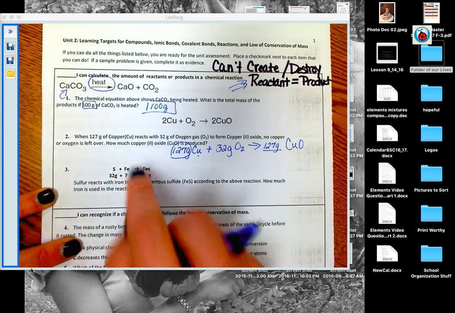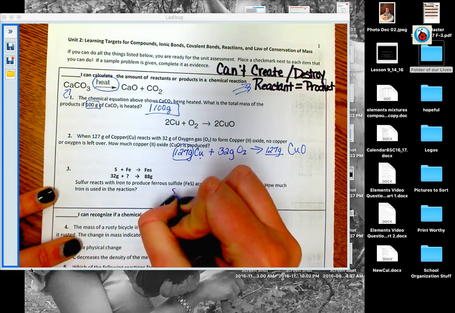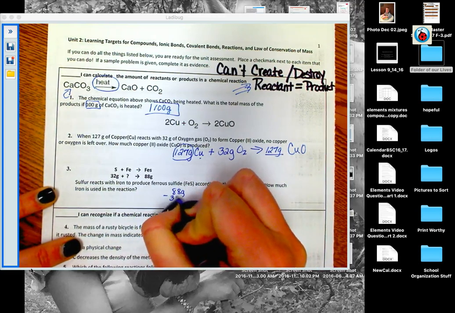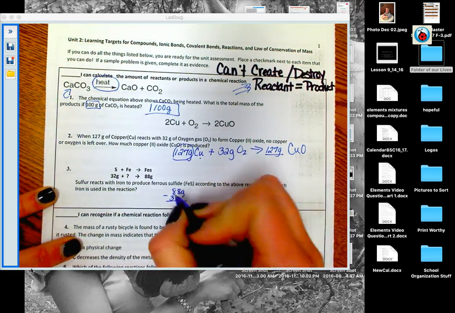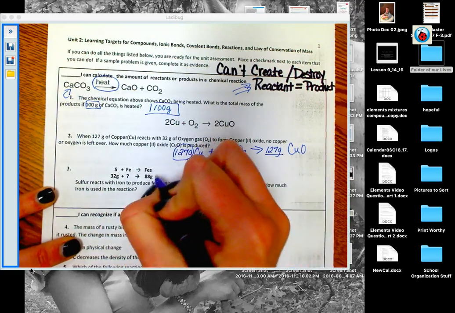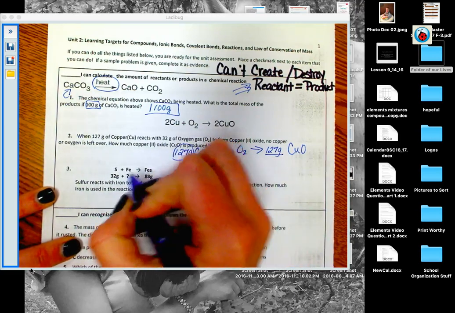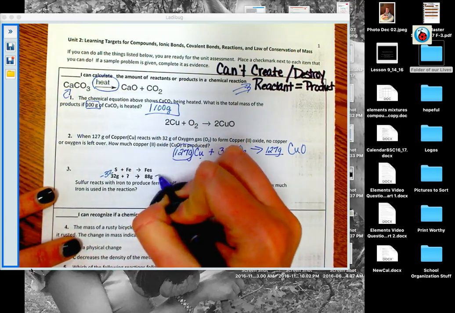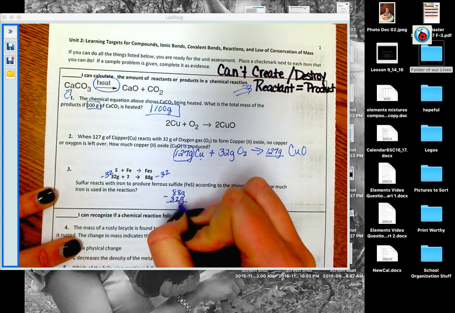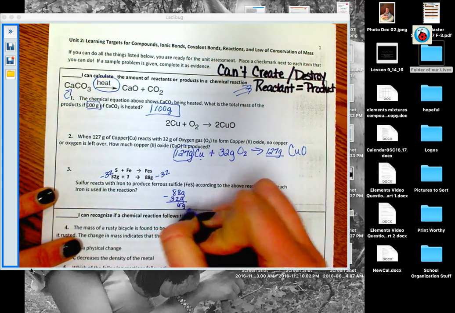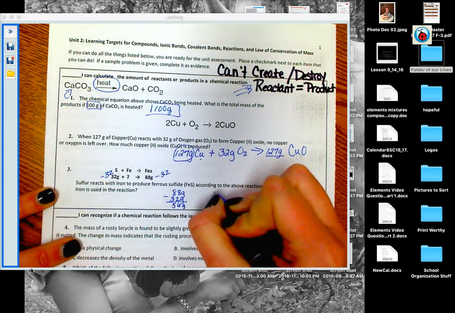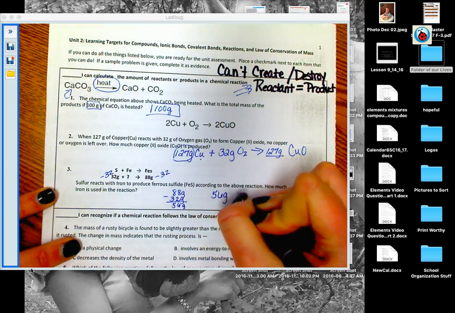Well, we can't create it, we can't destroy it. So if our total is 88 grams and we started out with 32 grams and some other unknown amount, put my gram sign there, then what do I need to do? Well, I just have to take away. I need to get this by itself, right? So minus 32 on this side and minus 32 on this side. 88 minus 32. 8 minus 2 is 6. I'll put my little g there. And then 8 minus 3 is 5. So you're left over with 56 grams of iron.